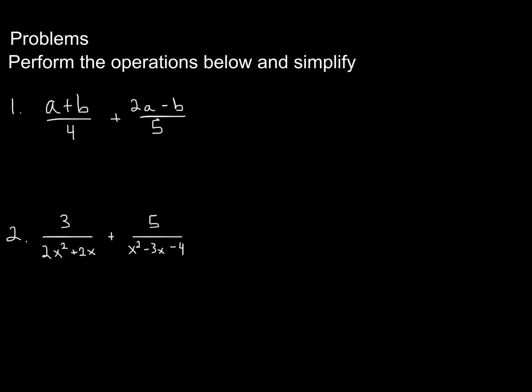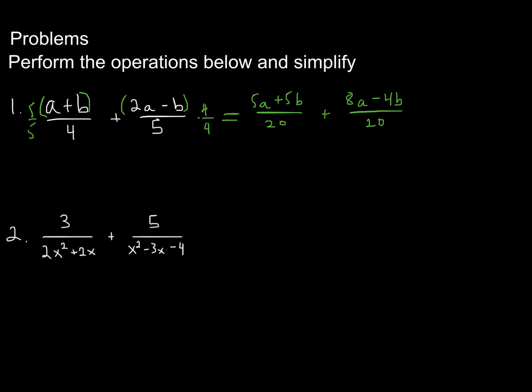All right, number 1 is nice and easy, and the reason is that 4 is 2 times 2, and 5 is 5 times 1. So we know they don't have any factors in common. So the least common multiple of 4 and 5 is 20, and so we'll have to multiply by 5 over 5 and 4 over 4.